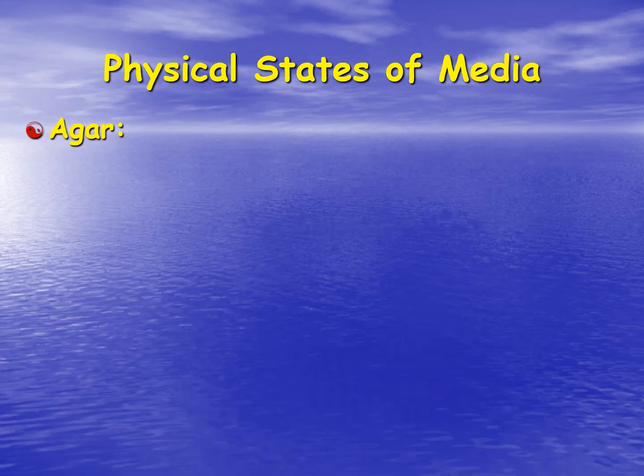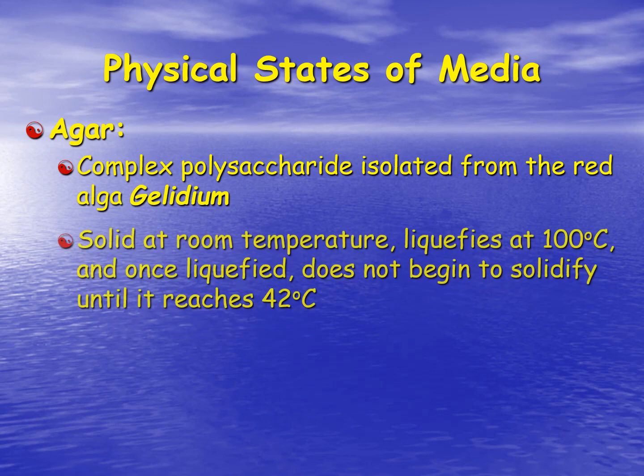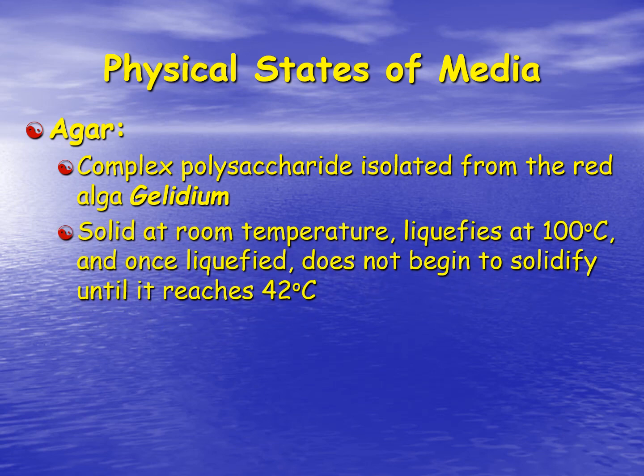Now, what exactly is agar? Well, agar is a complex polysaccharide sugar isolated from the red algae called Gelidium, and since we call it an agar, it is very similar to the proteins found in gelatin. It is solid at room temperature, but it will liquefy at 100 degrees Celsius. And once liquefied, it does not begin to solidify again until it reaches about 42 degrees Celsius.